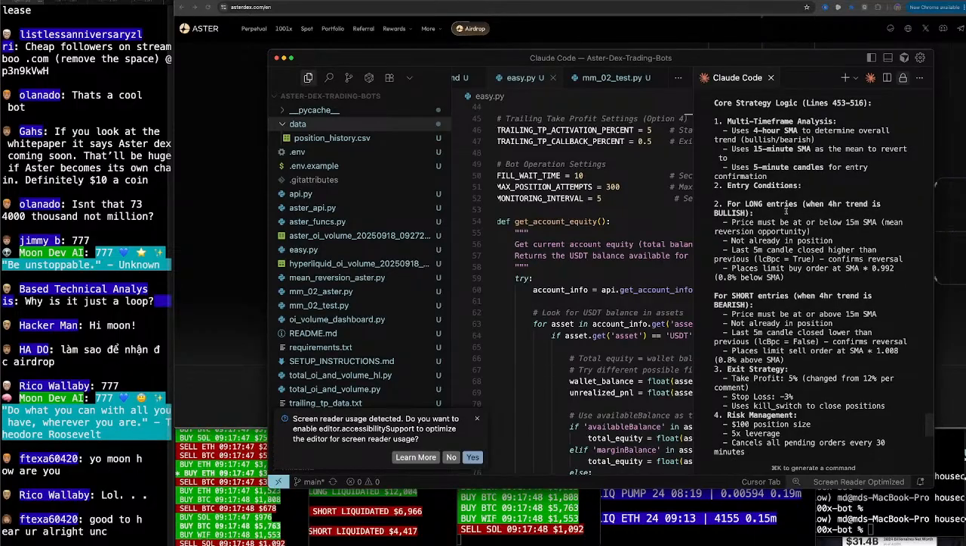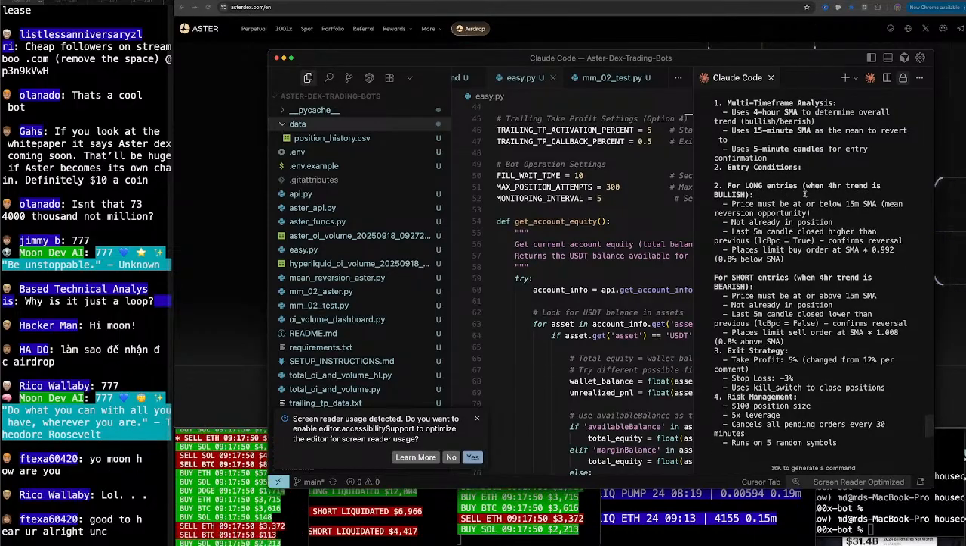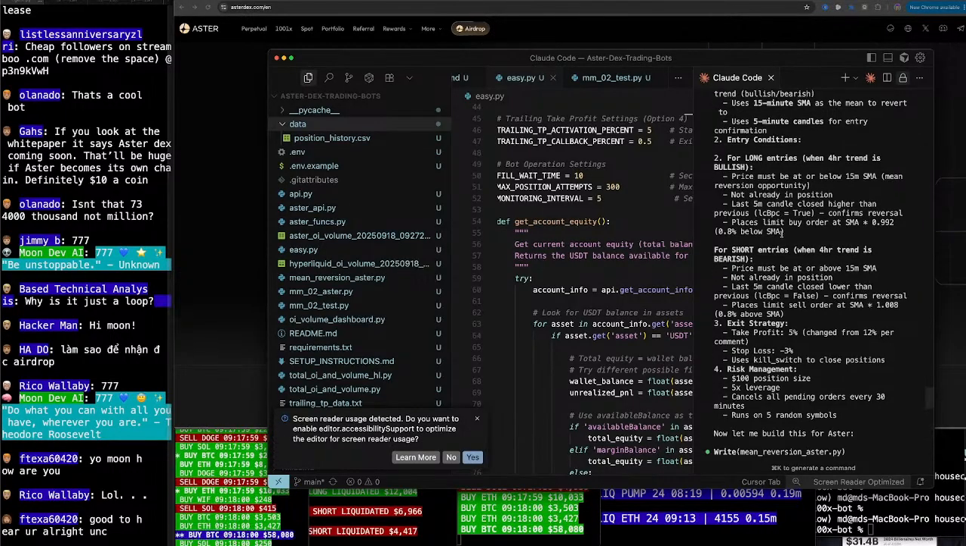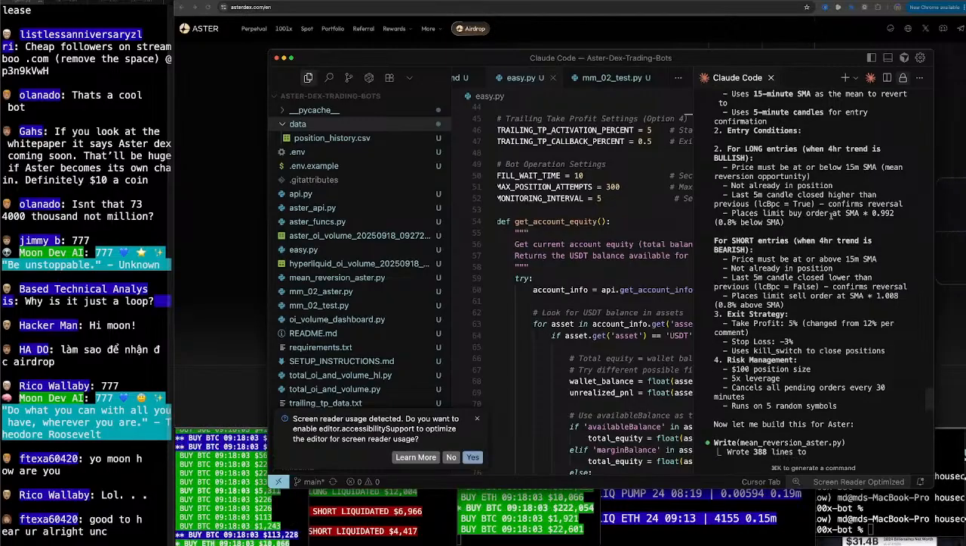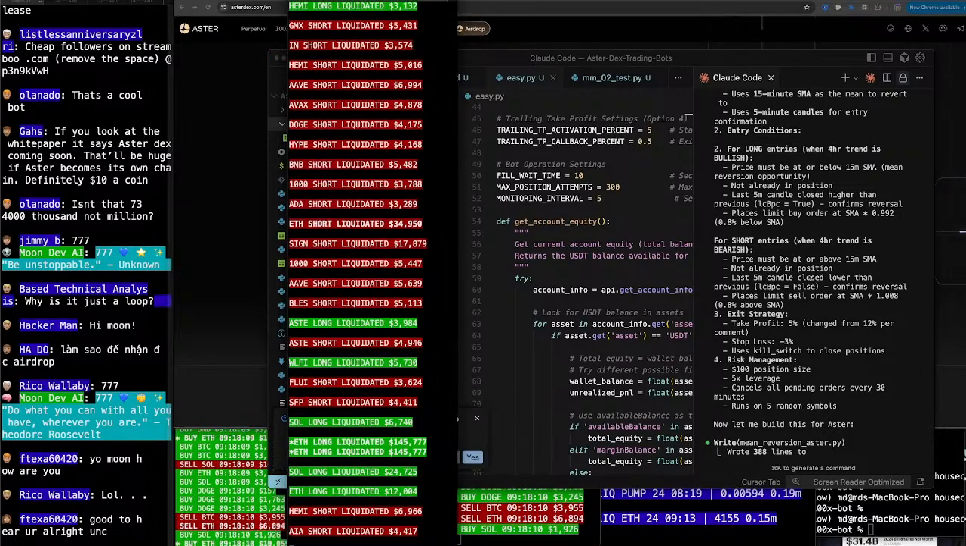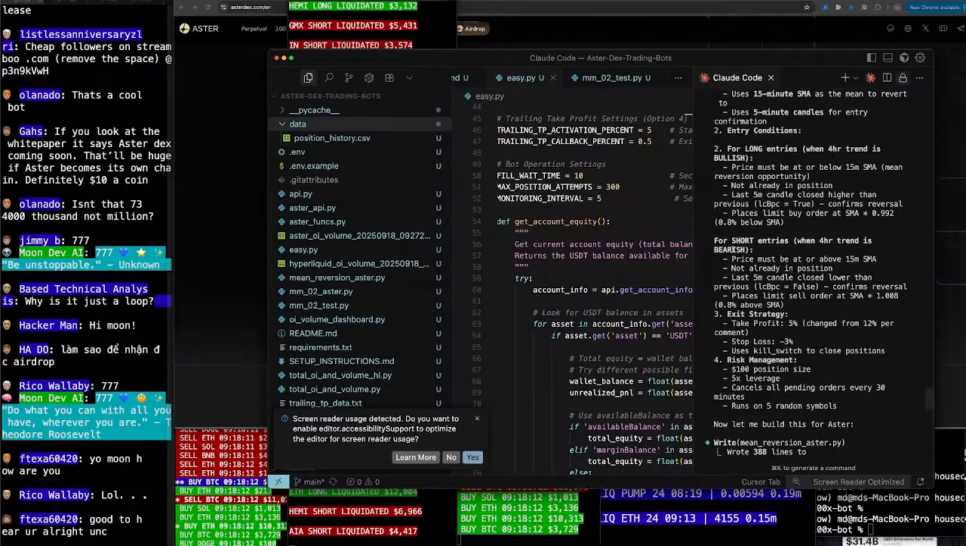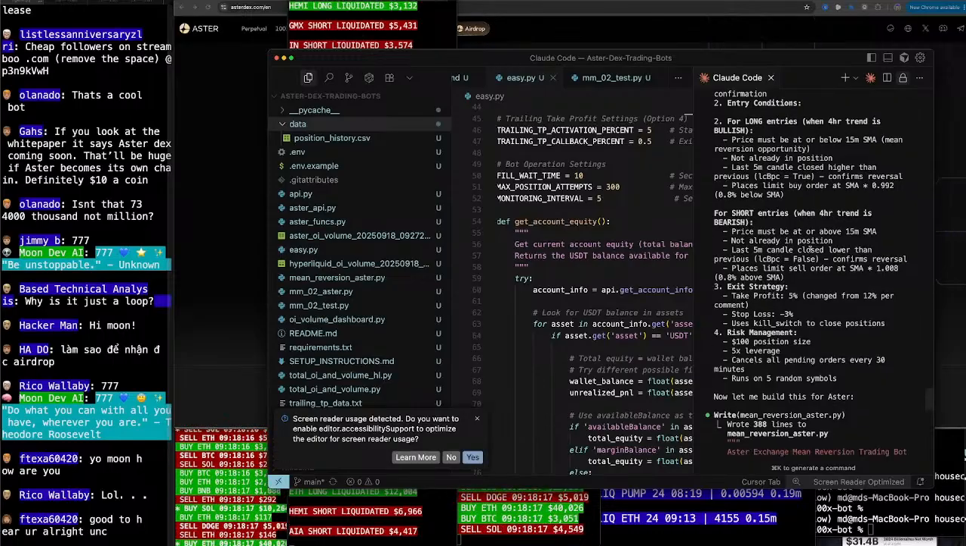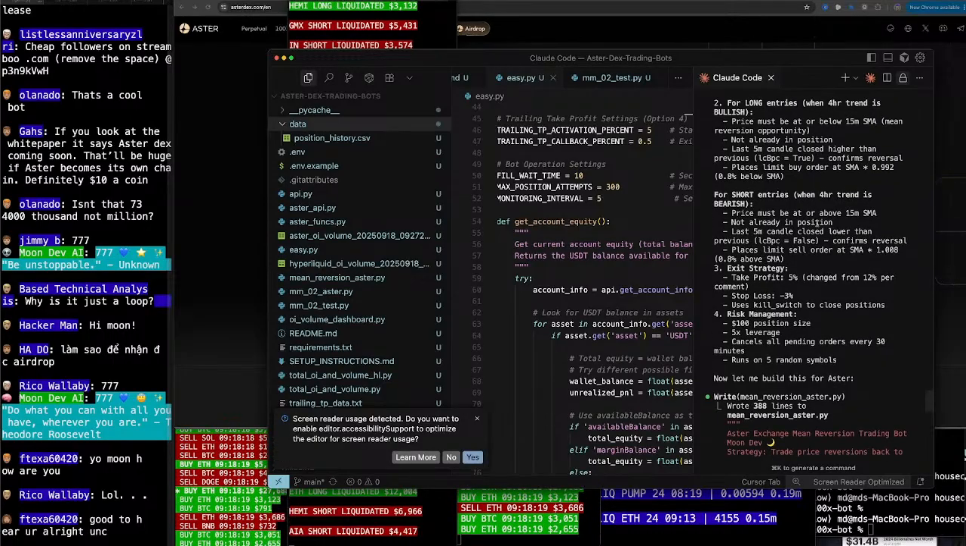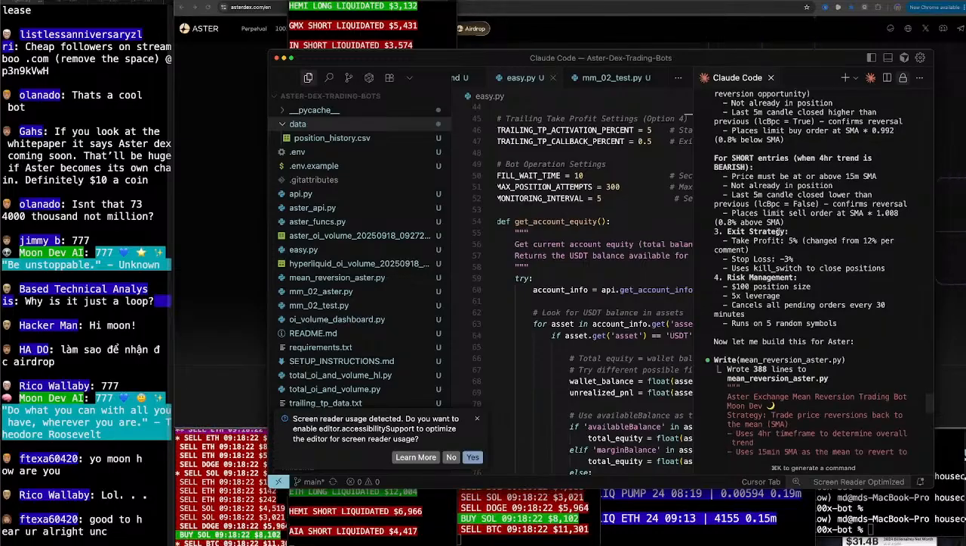Entry conditions. For long entries, when the 4-hour trend is bullish, price must be above the 15-minute SMA for mean reversion opportunity. Not already in position. Last 5-minute candle closed higher than previous. Confirms reversal. Places limit order at SMA times 0.92. For short entries, when the 4-hour trend is bearish, price must be at or above the 15-minute SMA, not already in position.